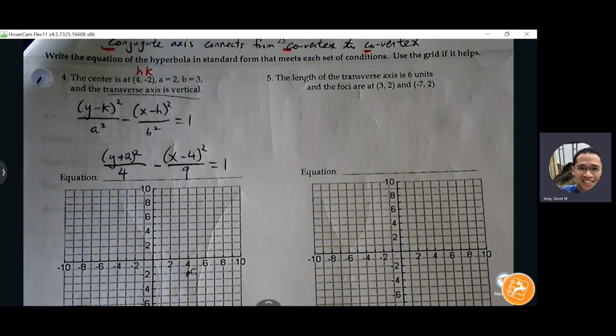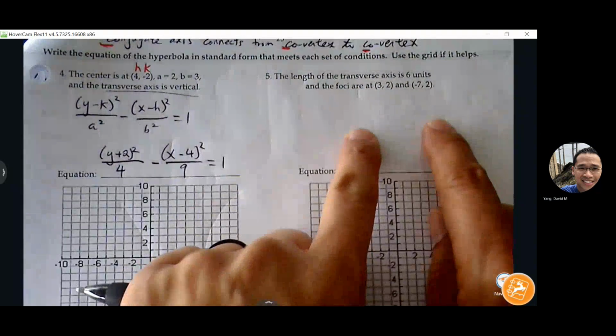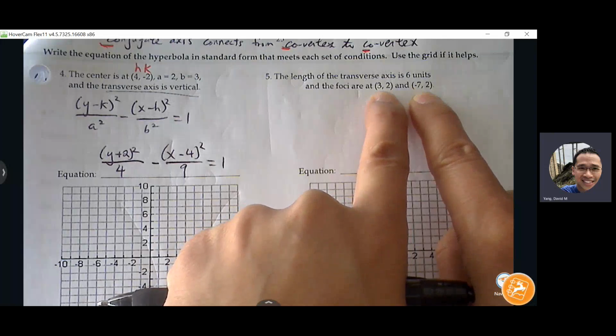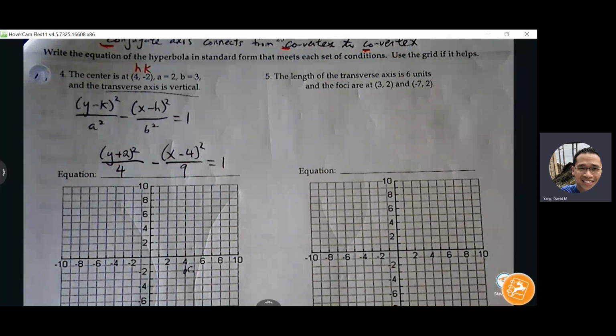Okay, number 5. The length of this transverse axis is 6 units. So we know vertex to vertex, that entire distance will be 6 units. The foci are at 3, 2, and -7, 2. So if we know the locations of our focal points, what can we figure out easily? The center, right? So your center is always between your foci, it's always between your co-vertices, and it's always between your vertices.